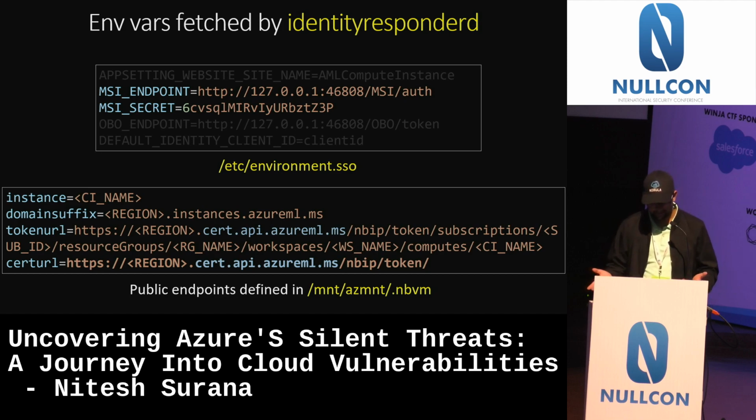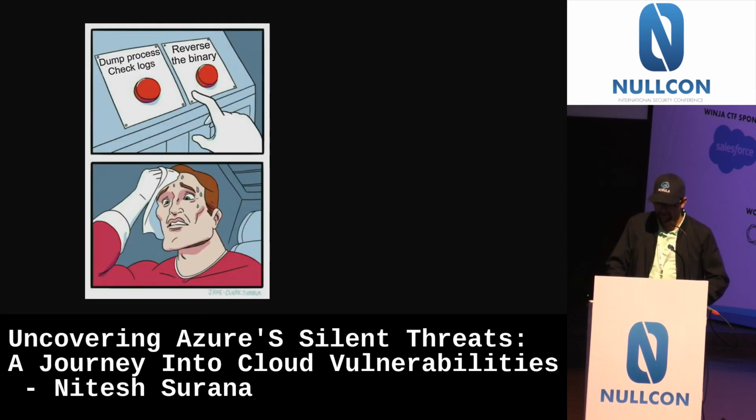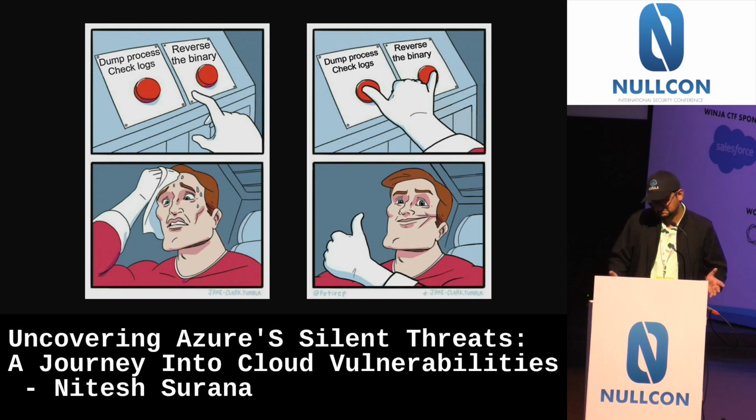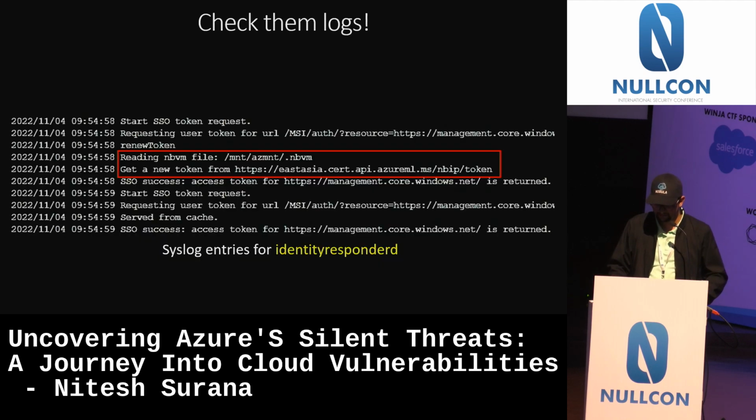We come across another file from which the identity responder daemon is fetching a value called cert URL, which is like region.cert.api.azureml and then everything else. But how does the final request look like? That is the agenda right now. Just for curiosity, I had a moment of deciding whether to dump the process, check the logs, or reverse the binary. Since this is our game, why not do all of it?